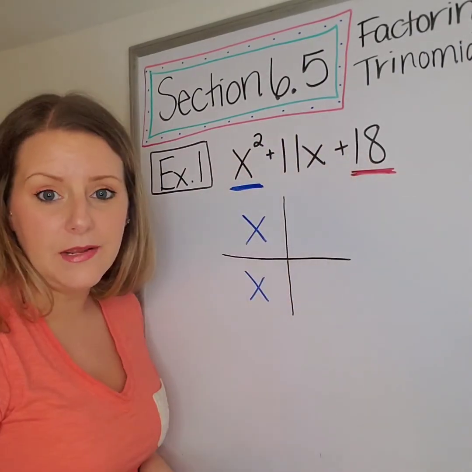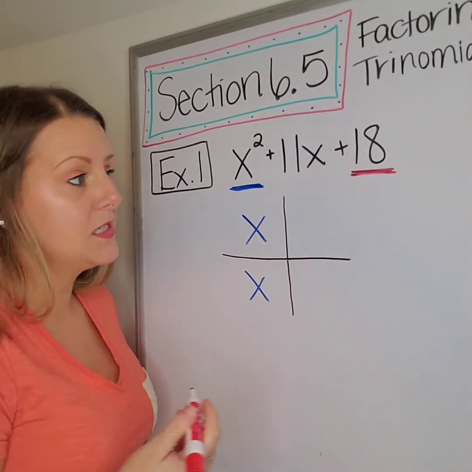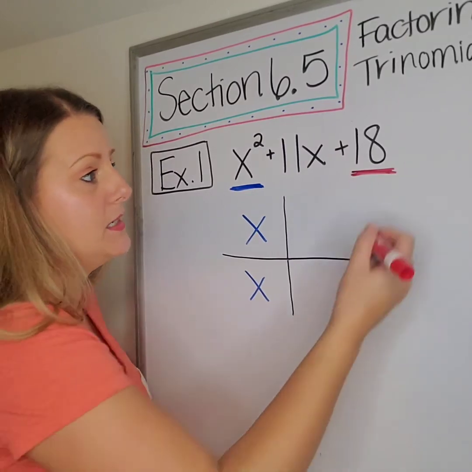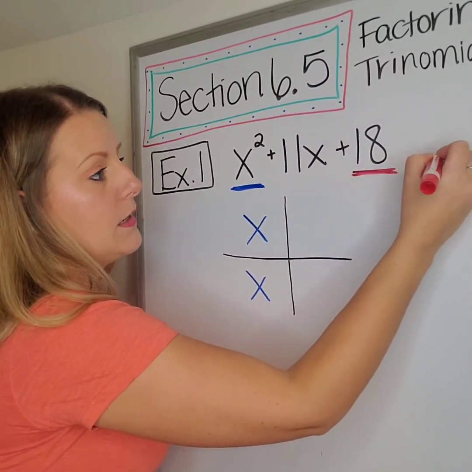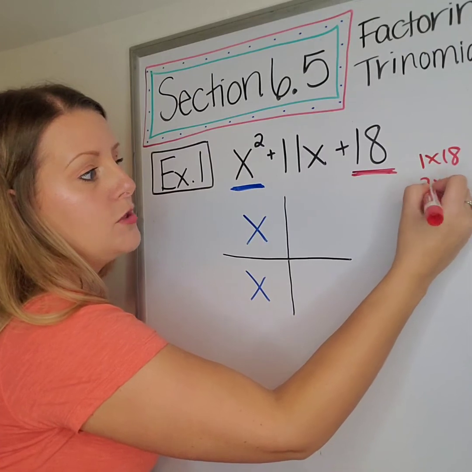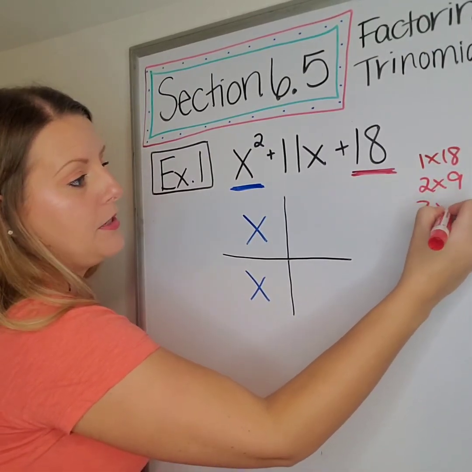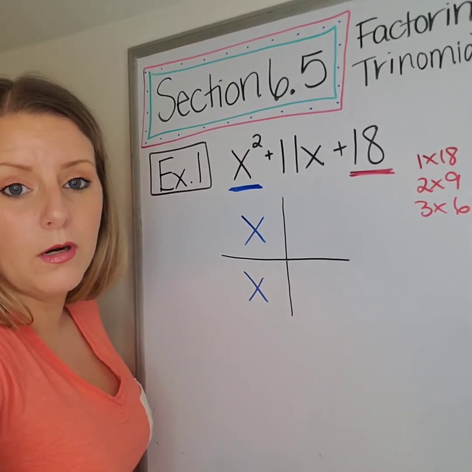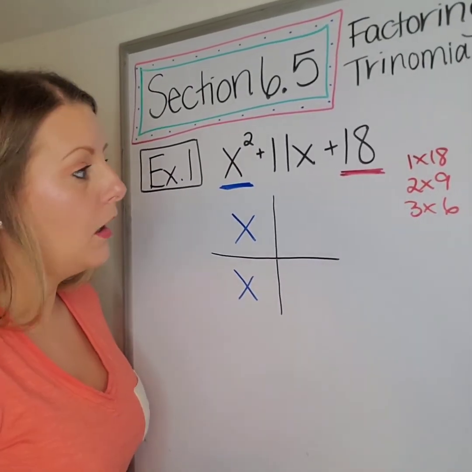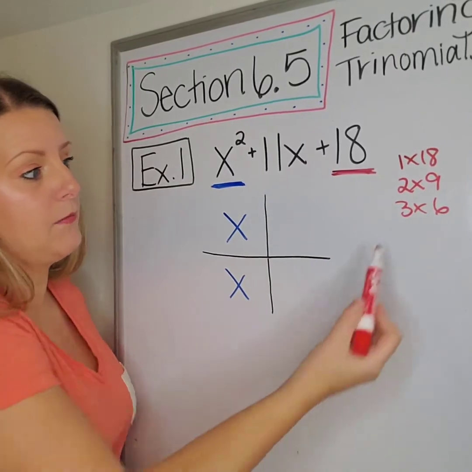Look at the 18. If you need to, you can list the factors. So what times what is 18? I'm going to list them. 1 times 18, 2 times 9. Does 3 go in there? Yep, 3 times 6. Does 4 go in there? No. Does 5 go in there? No. And then we're back to 6.